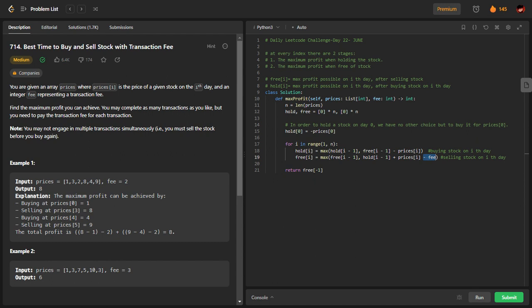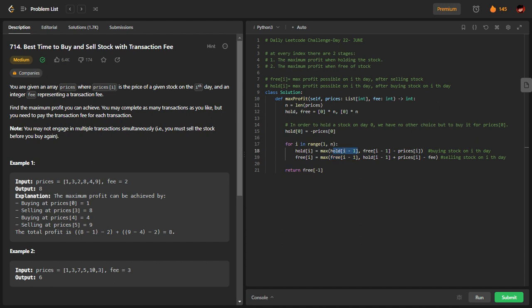When I say free of n-1, it doesn't mean that we are going to sell the stock at the n-1 stage. It means we could have sold it previously also. Always remember this first thing which you're seeing here, this thing and this thing. It refers to the fact that we could have sold previously also.